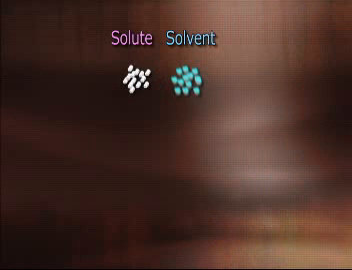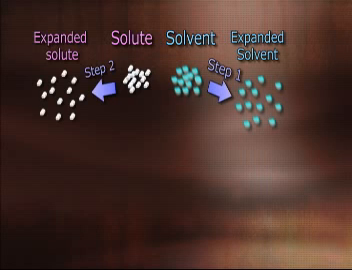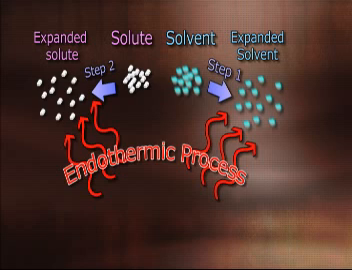Hello, everyone. I'm sure we have some great artists in this classroom. Let us go over the solution process together. In the first step of this process, the solvent particles expand to make room for the solute particles. In the second step, the solute particles also expand so that they can fit into the space between the solvent particles. Both of these processes are endothermic because they require the absorption of heat energy in order to take place.